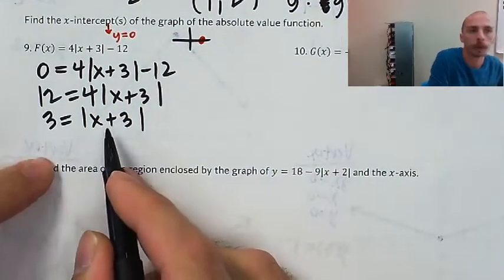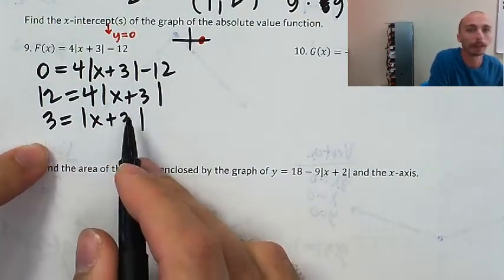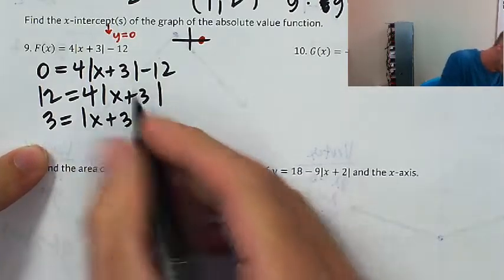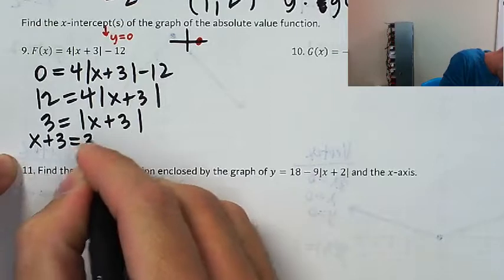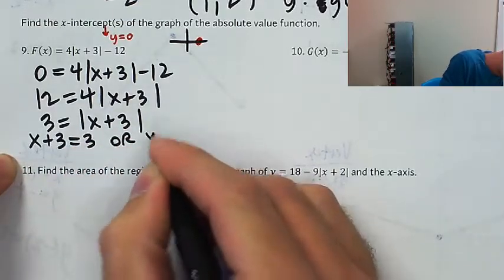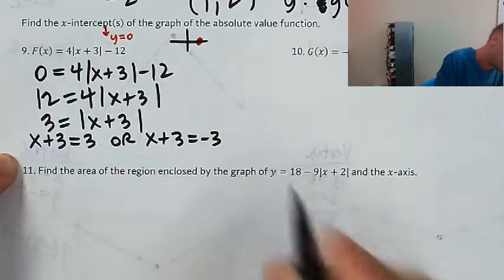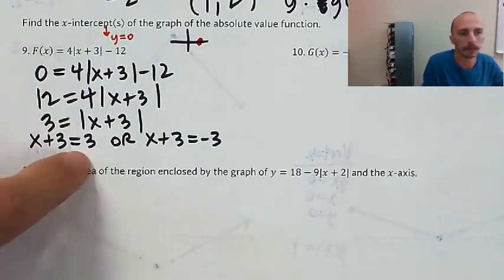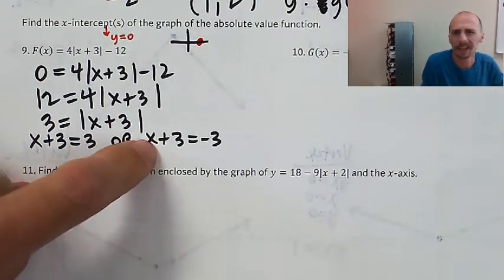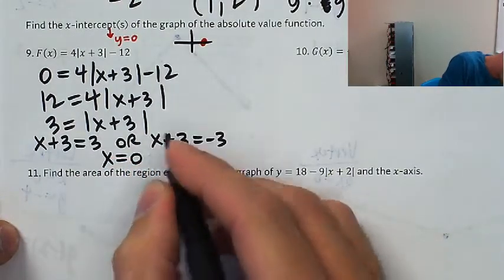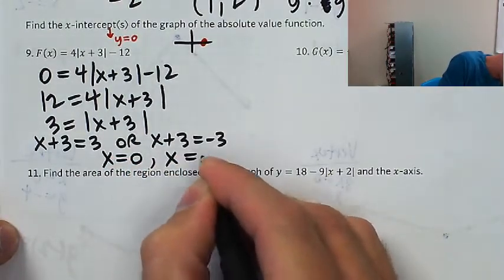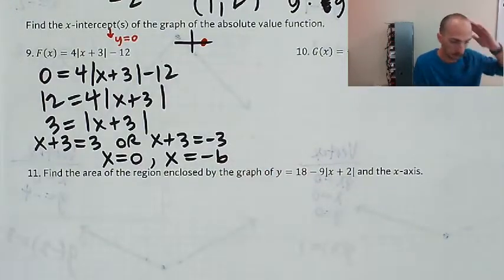Okay, and if the absolute value of a number is equal to 3, then that number is either 3 or negative 3. So that means x plus 3 equals 3, or x plus 3 equals negative 3. Okay, that would be x equaling 0 right here, or I think that would be x equals negative 6. So x equals 0, or x equals negative 6. Those are going to be my x-intercepts.